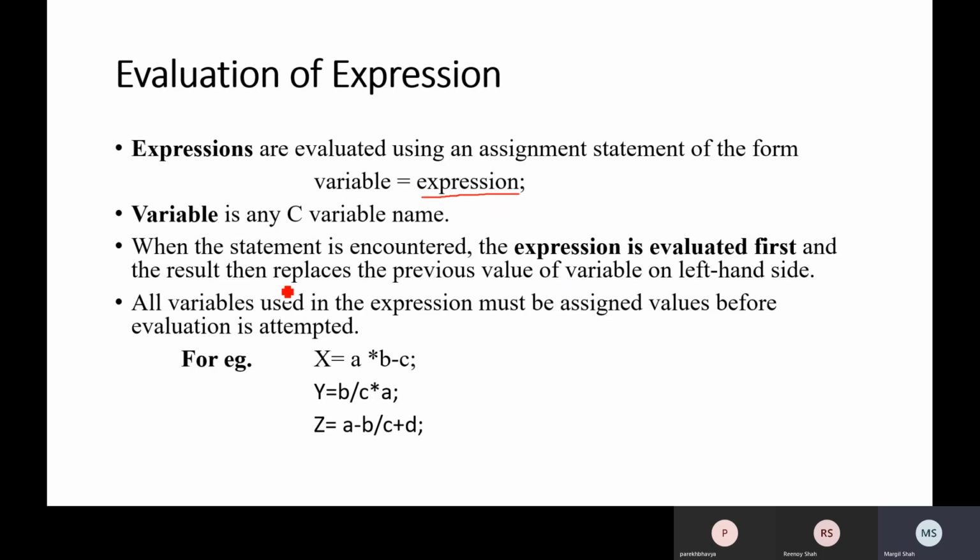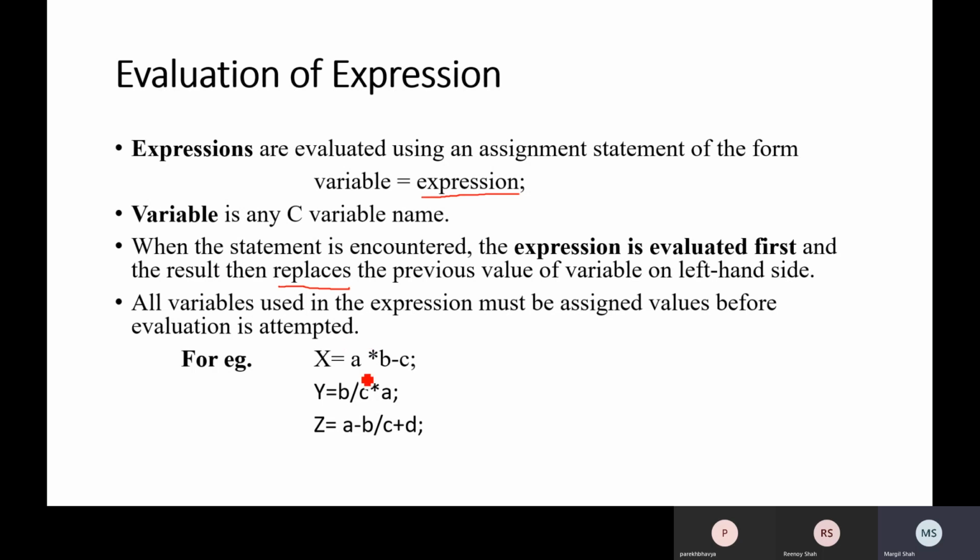Why do we explicitly mention replace? The reason is that a variable may hold the value 5, and after evaluating the expression, suppose we have the answer 10, then 10 will be overwritten onto the 5 in this variable. So ultimately after executing this statement, the value of the variable will be 10, because the value of the expression is 10 and this 10 will be assigned to the variable. All variables used in the expression must be assigned a value before the evaluation is attempted.